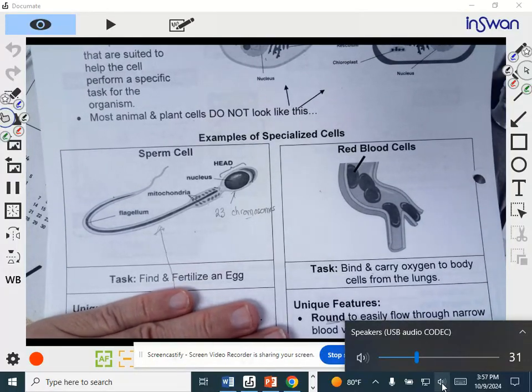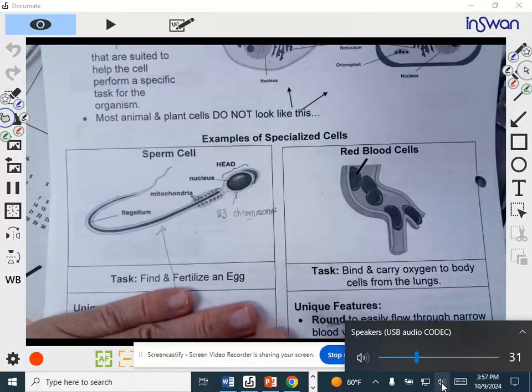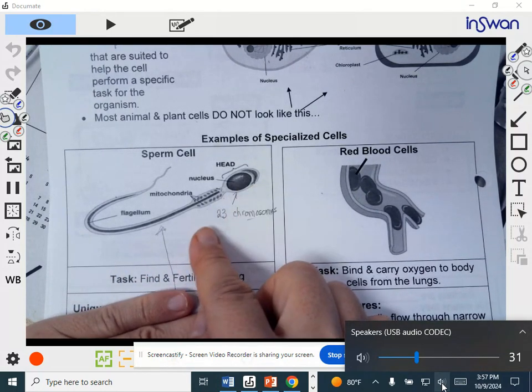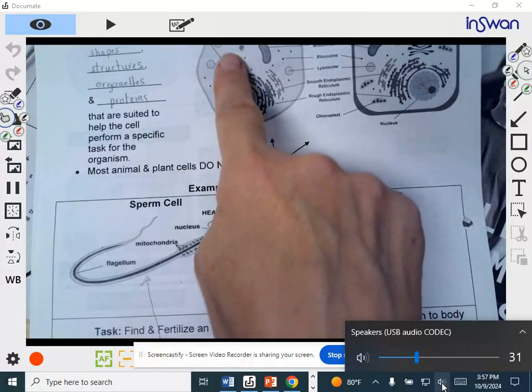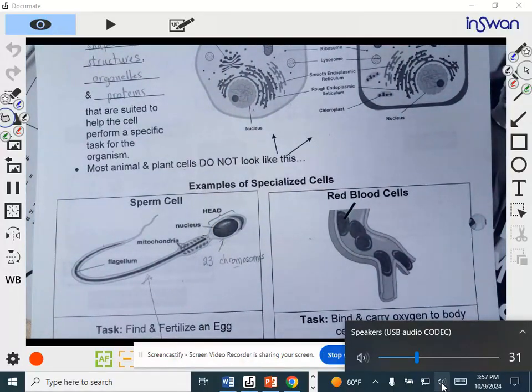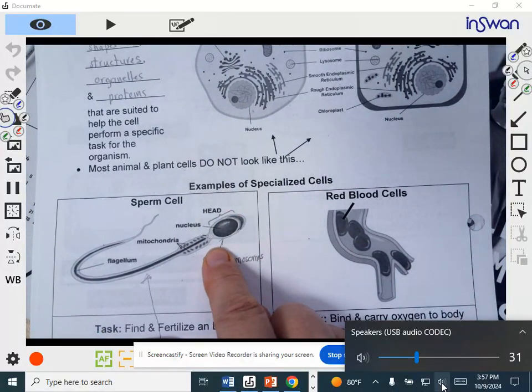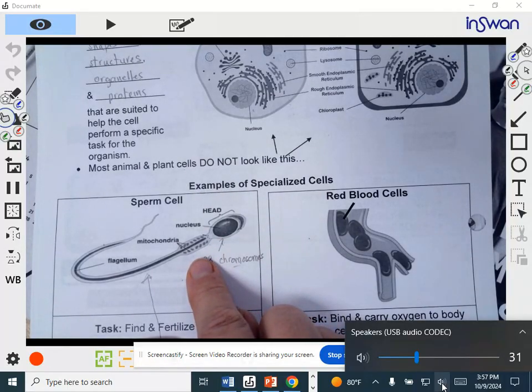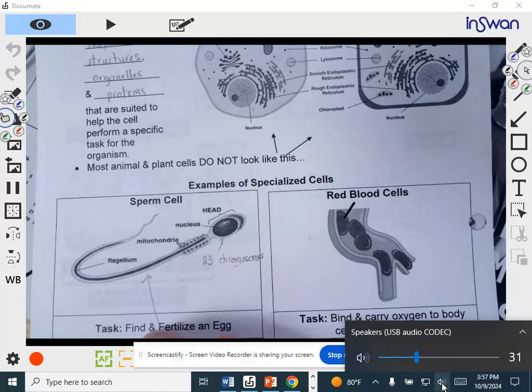So the unique structures that it's going to have to help it do that would be this tail that flips and spins, and that's going to make the sperm cell move in the direction towards the egg. Notice that this cell doesn't look anything like this one. It doesn't have all these organelles inside of it. And so it has very few organelles in it. And that allows it to be smaller, because smaller things usually can be moved better, especially by a flagella.